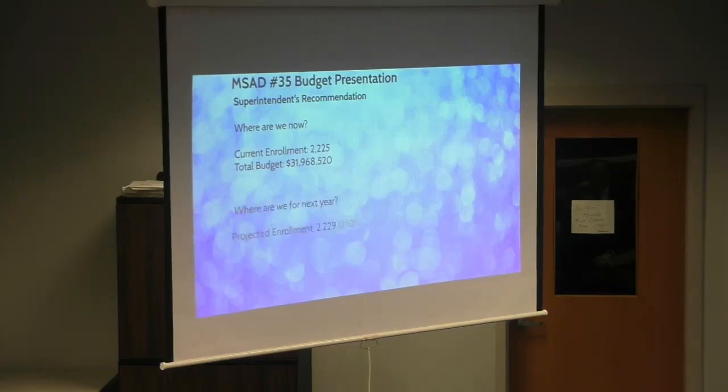So where are we for next year? Our projected enrollment is up 4 students, so it's up 10%. We're recommending an increase in our budget of 1.34%. And then our projected tax increase would be right at that 2.5% that we had talked about. That's really our goal.